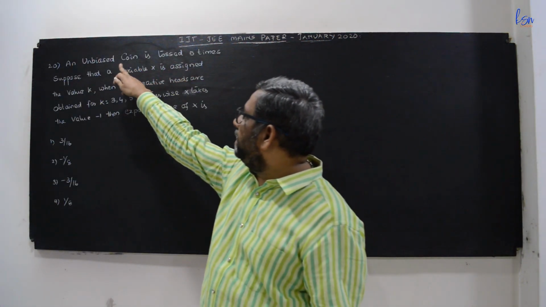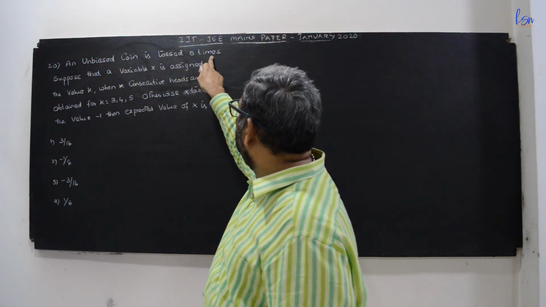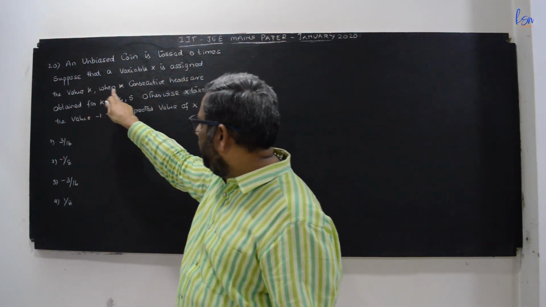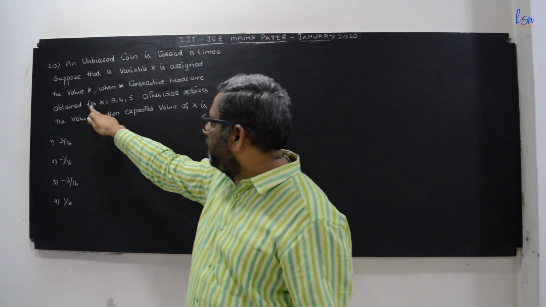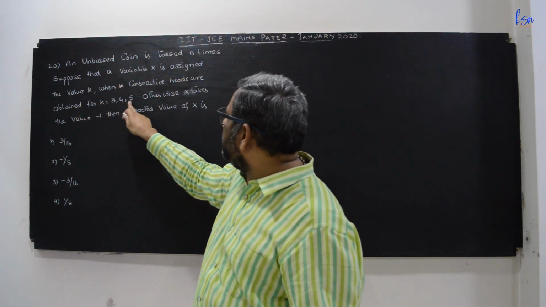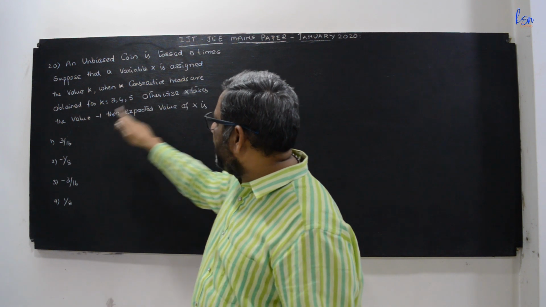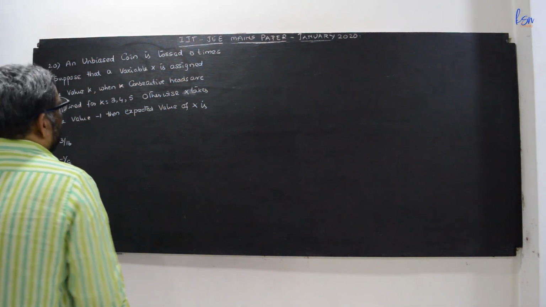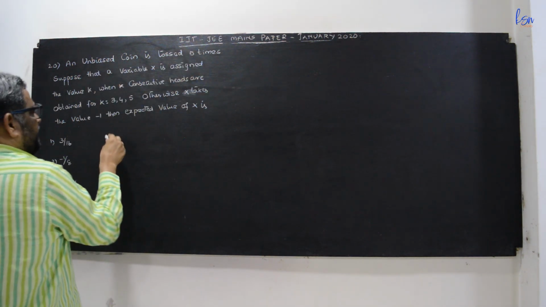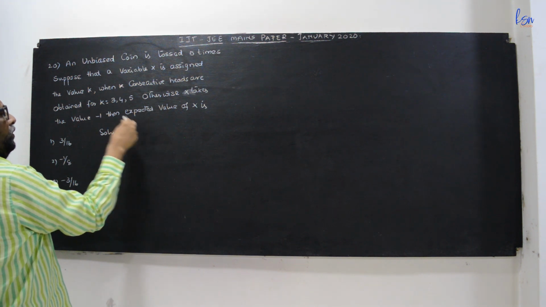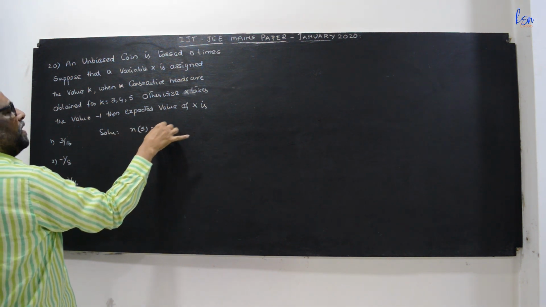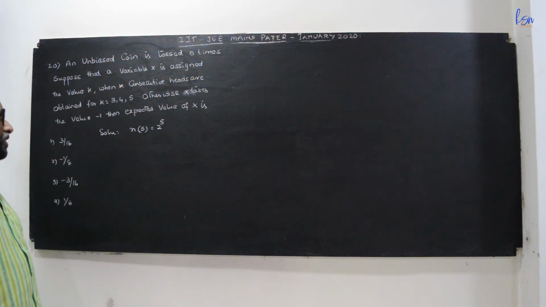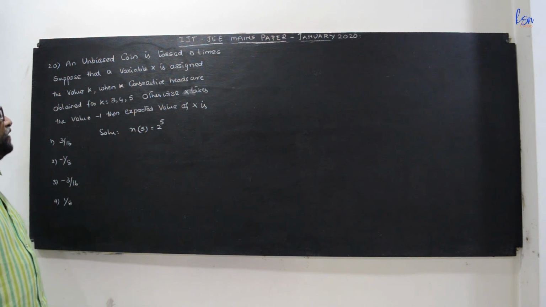The next problem is: an unbiased coin is tossed 5 times. Suppose that a variable x is assigned the value k when k consecutive heads are obtained, for k equal to 3, 4, 5. Otherwise, x takes the value minus 1. Then the expected value of x is. It is given that the coin is tossed 5 times. The solution: n of S is equal to 2 to the power of 5, because in any trial you will get either head or tail. So you have 2 chances, and for 5 tosses, 2 to the power 5.